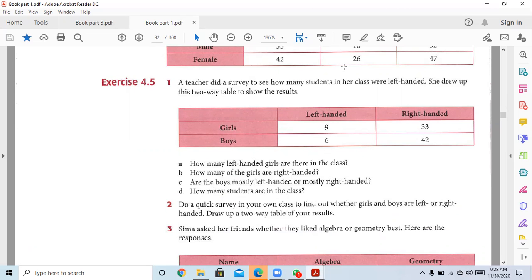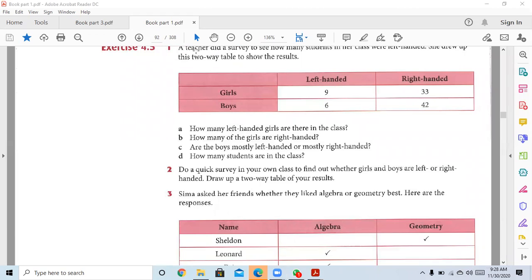Give me a moment. Here you mention nine. Next one is, how many of the girls are right-handed? Right-handed is 33. Are the boys mostly left-handed or mostly right-handed? The girls or the boys, are they mostly left-handed or right-handed? The boys are mostly right-handed. So I think we add all these, so it's 48.